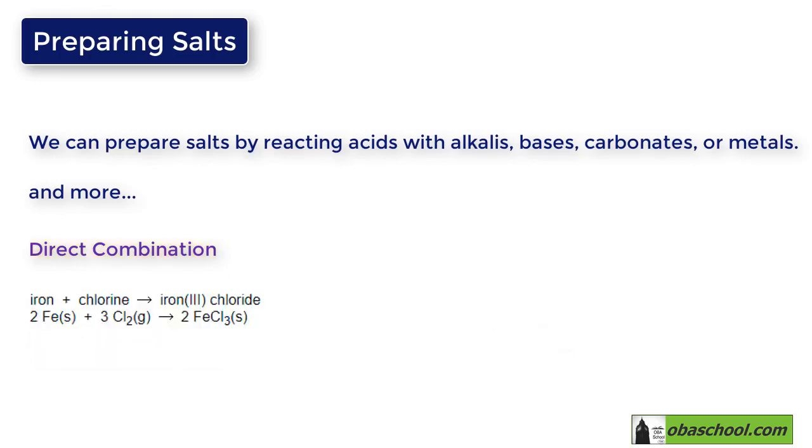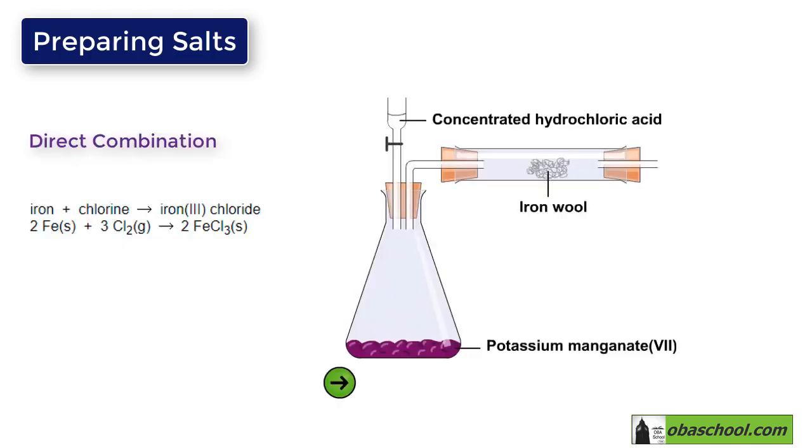Here's another chloride that we can make by direct combination of the metal and the chlorine: iron(III) chloride, FeCl3. We can add iron and chlorine to produce iron(III) chloride. You can see in the flask, potassium manganate and concentrated hydrochloric acid can be added to it. To the right, you can see iron wool, which is all connected to the flask.